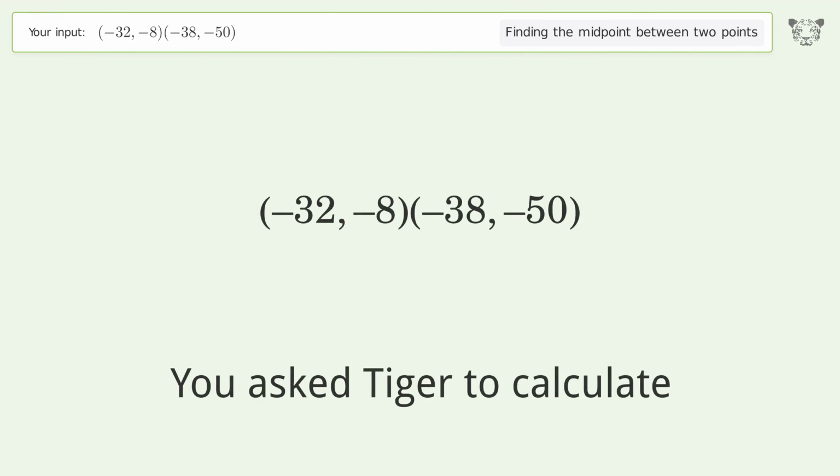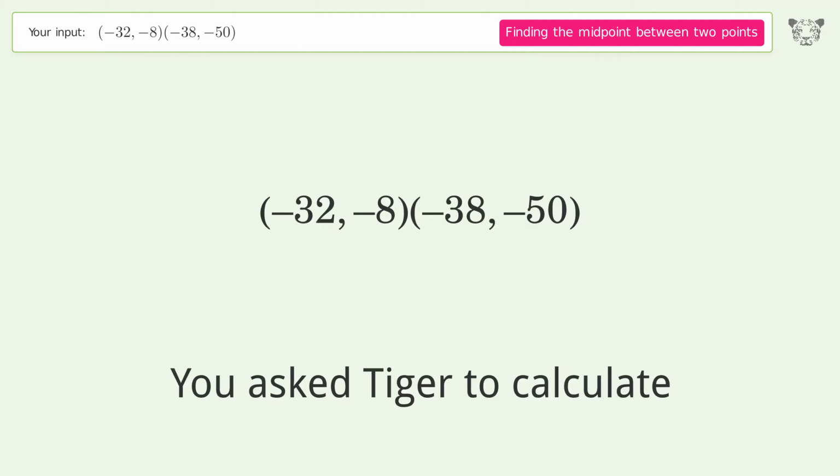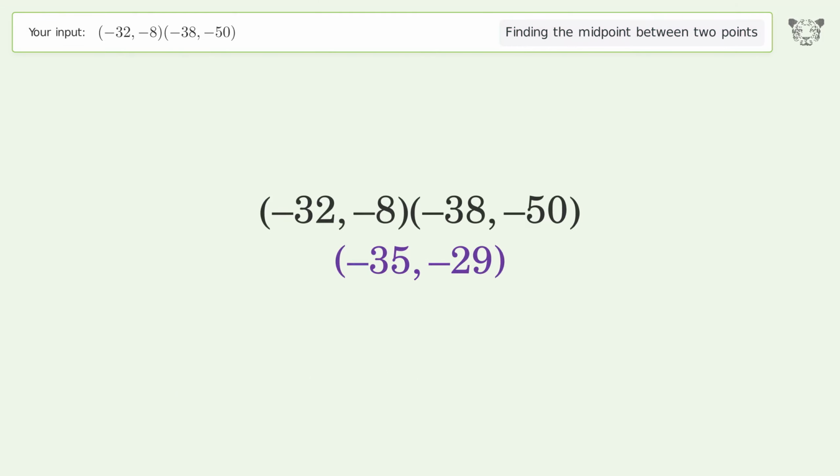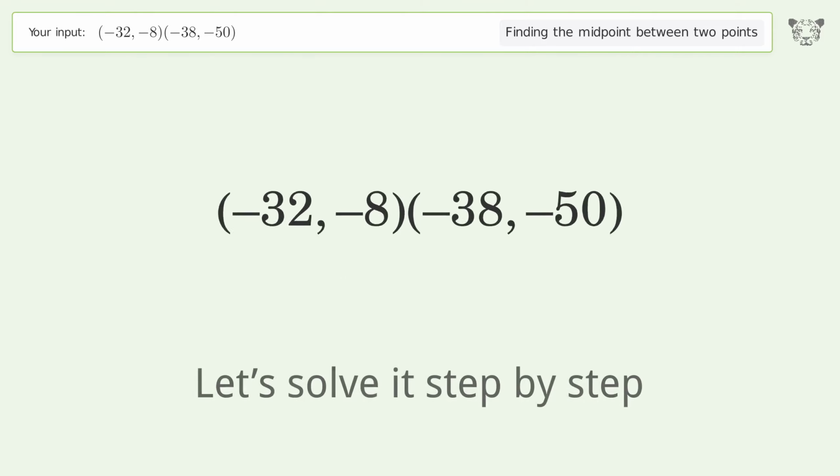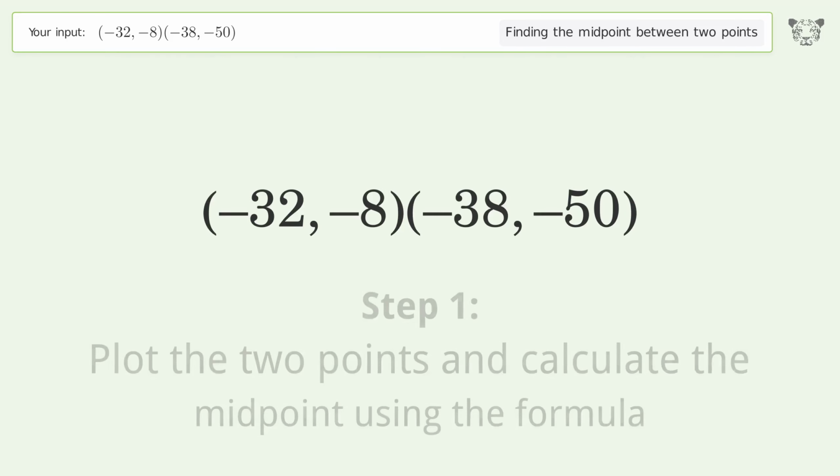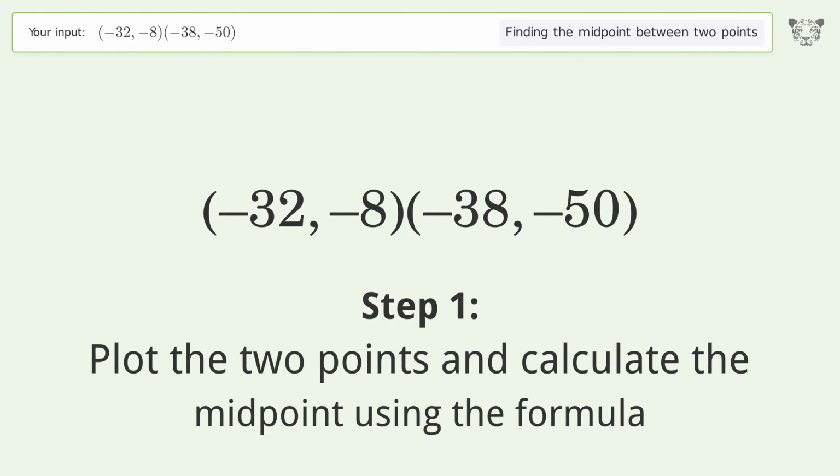You ask Tiger to calculate. This deals with finding the midpoint between 2 points. The midpoint between the 2 points is -35, -29. Let's solve it step by step. Plot the 2 points and calculate the midpoint using the formula.